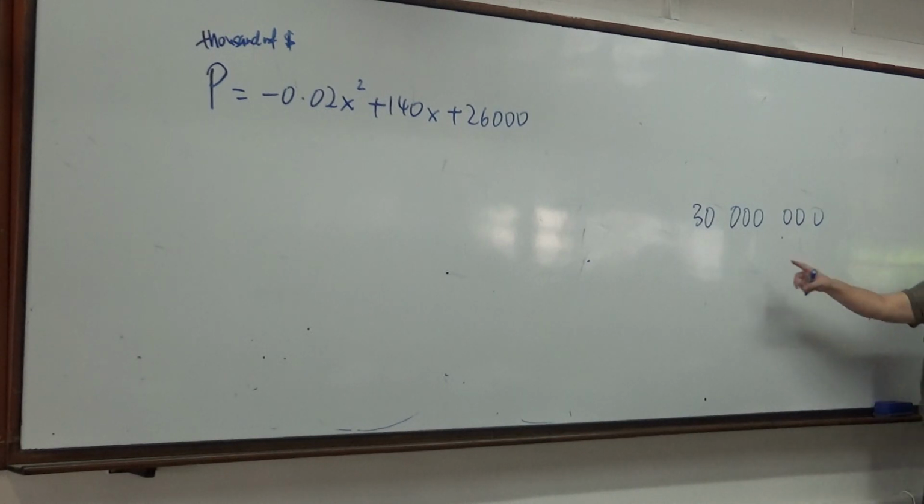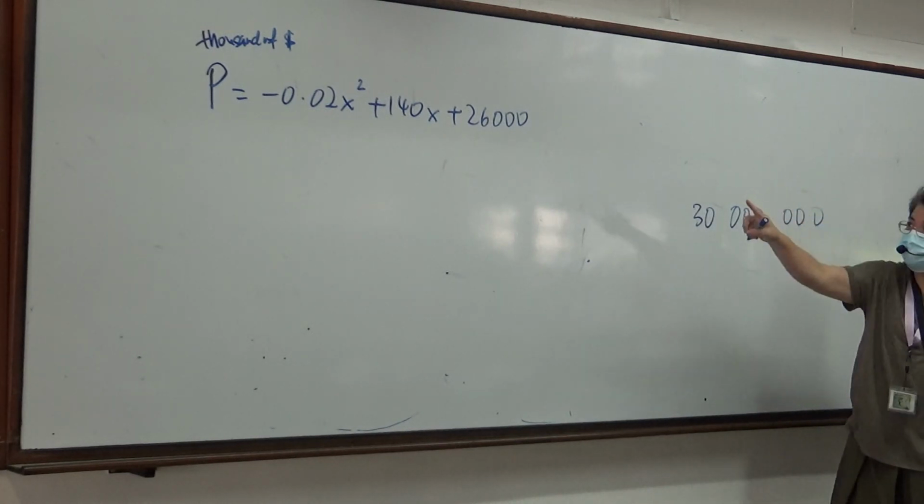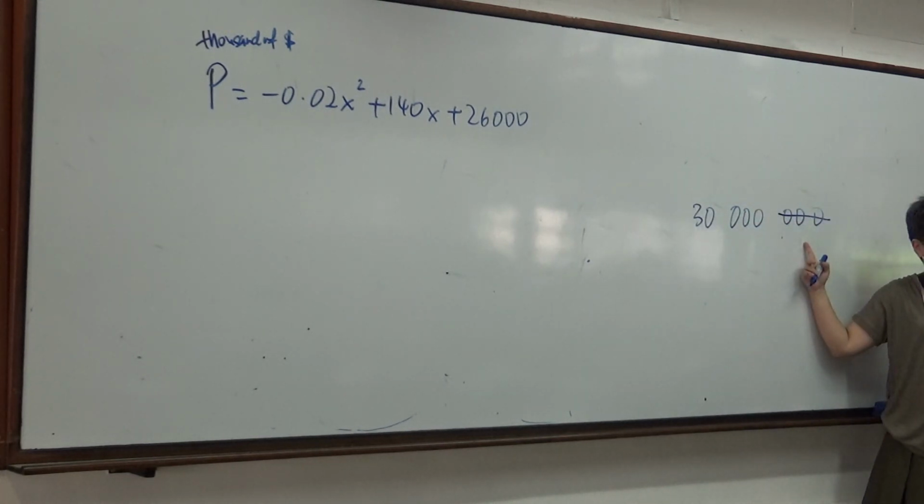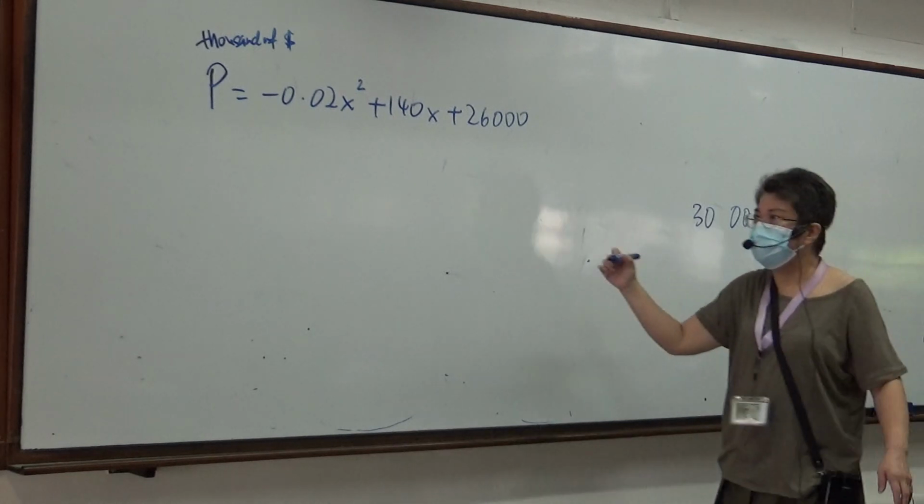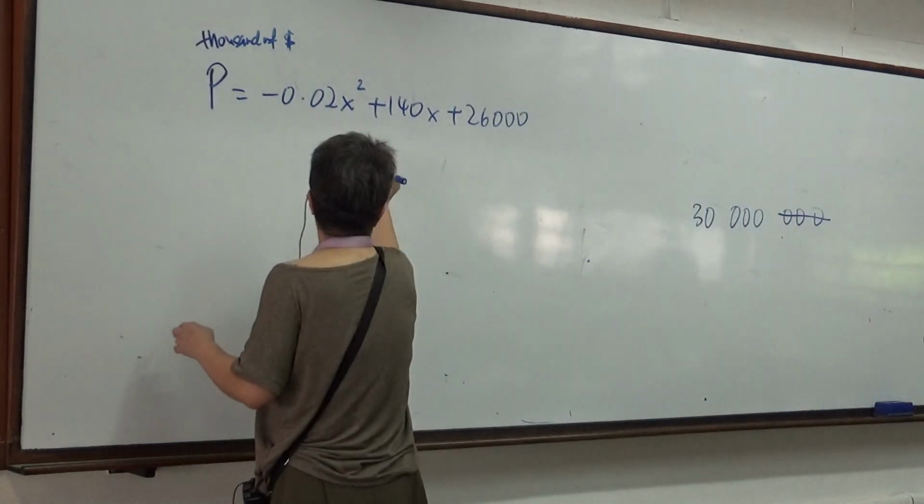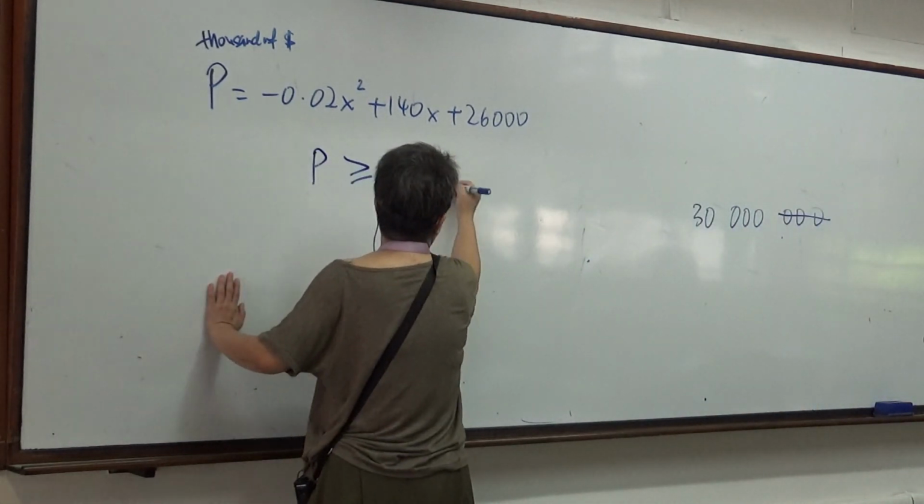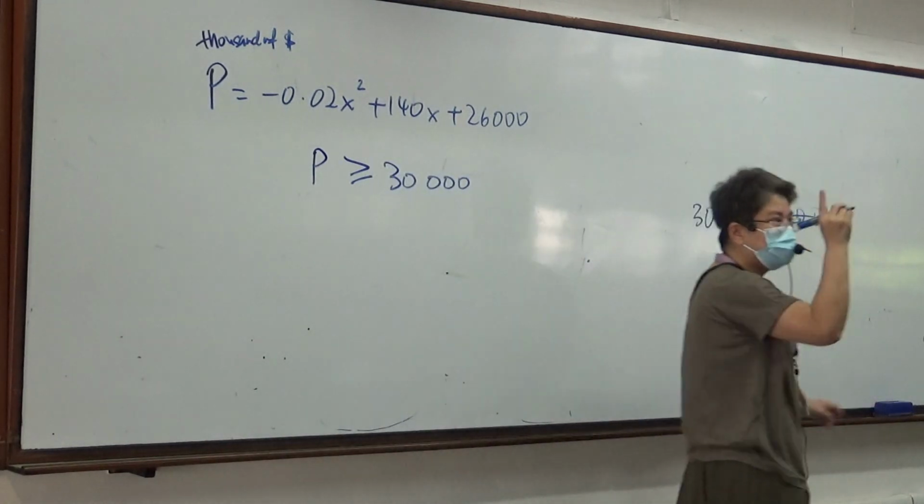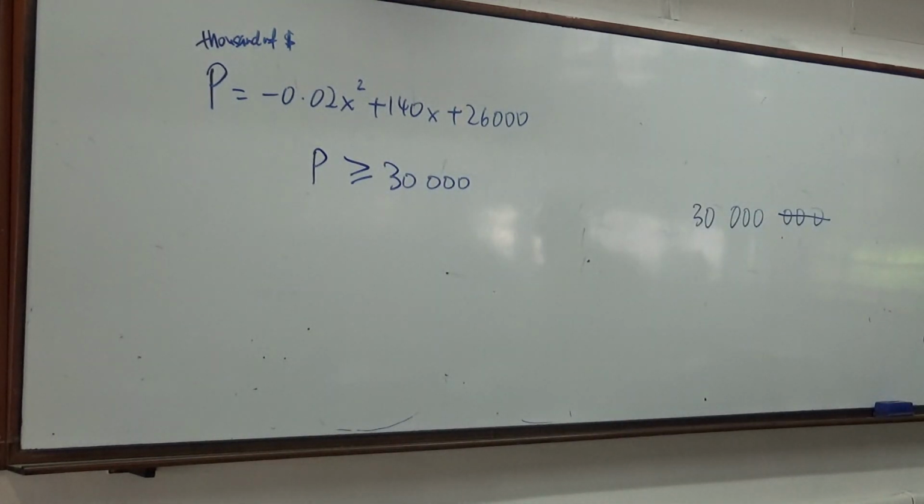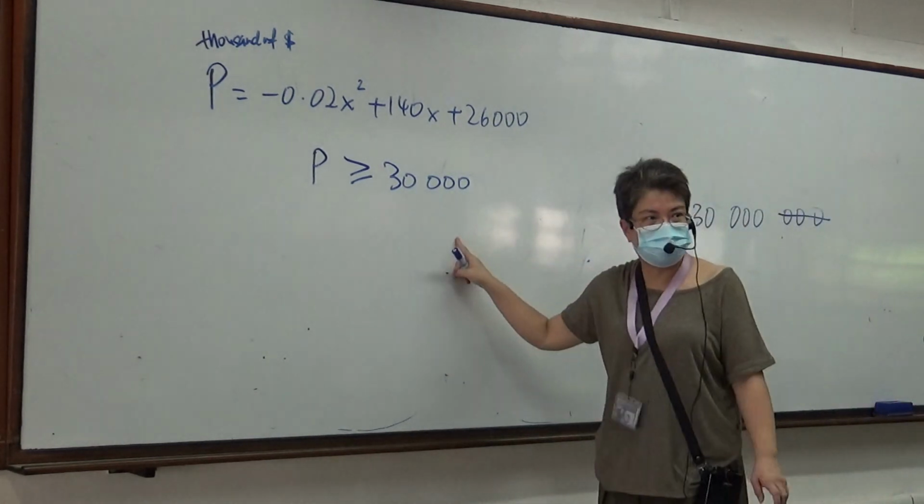Okay. Now, this is 30 million. But if I express it in thousands, I will delete off three zeros, right? That means P must be bigger than or equal to 30,123, right? Because it's in thousands of dollars. Agree, class? Yes or no? Yes. Okay.